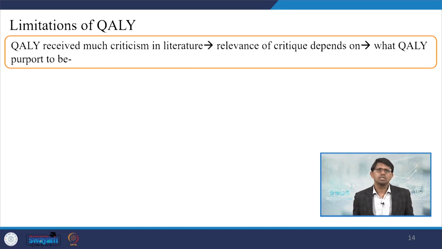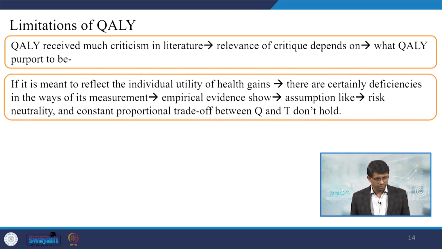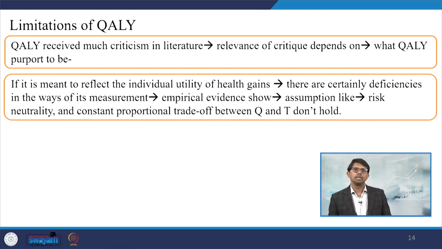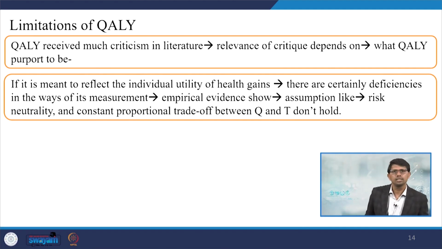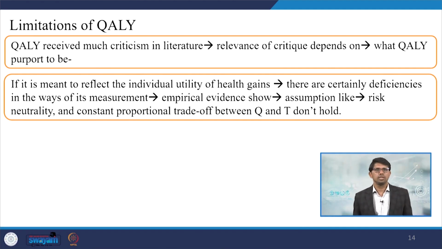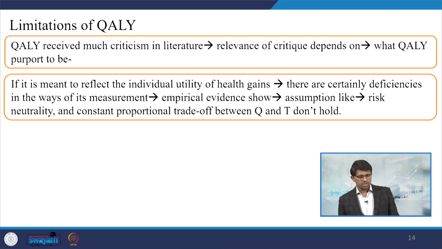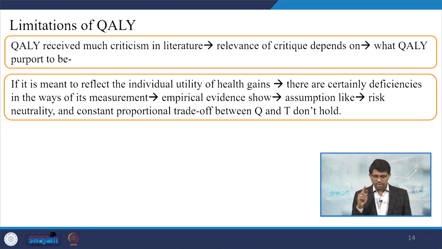QALY received much criticism in the literature. The relevance of the critique depends on what QALY purports to be. If it is meant to reflect the individual utility of health gains, there are certainly deficiencies in the ways of its measurement and its empirical evidence. Assumptions like risk neutrality and constant proportional trade-off between Q and T usually do not hold.